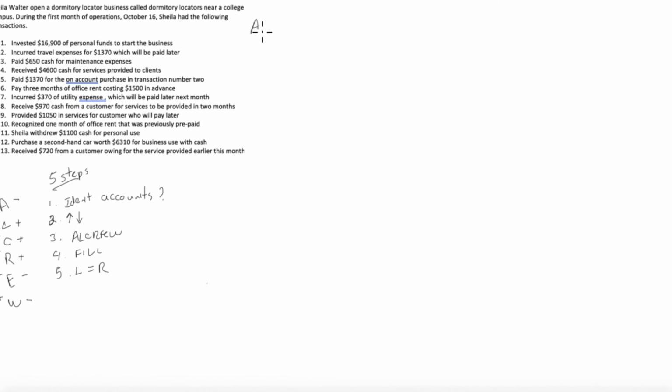So we have assets, liabilities. We're going to write this one a little bit differently than the last one. So equity, revenue. Actually, I'm going to leave a little more space. I ran out of space. So assets, liabilities, equity, revenue, and expenses.